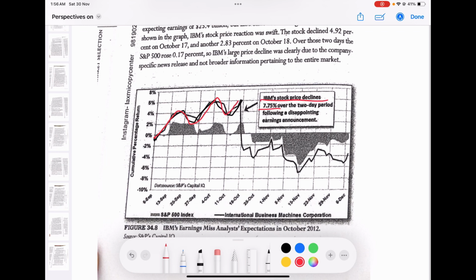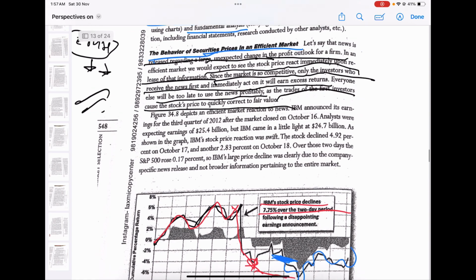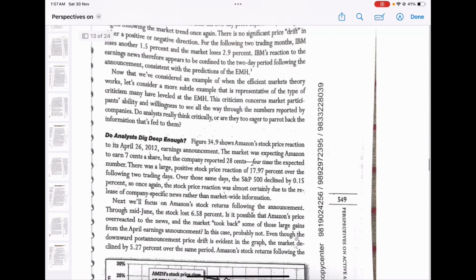IBM stock declined 7.75%. So earnings were bad. As soon as the earnings were bad, the price dropped till here. Now, my point is that if someone realized when the price is here that now they are shorting because they think the price will drop further, what will happen? A little bit it will go in their favor and the price starts to retrace again. So the people who reacted immediately, only they are able to earn the money and others are not.